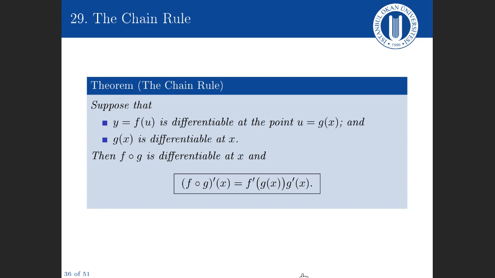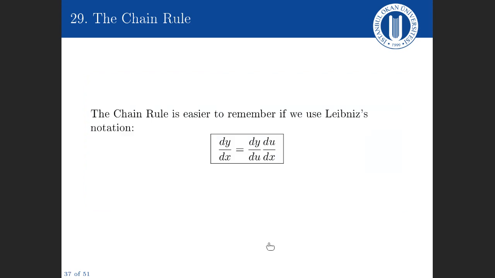I think this rule is easier to remember if we use Leibniz's notation. If we use Leibniz notation, the chain rule says dy/dx is equal to dy/du multiplied by du/dx. And I think this is easier to remember because if we pretend that this means dy divided by du and du divided by dx, we can imagine that the du's cancel out and we end up with just dy/dx.